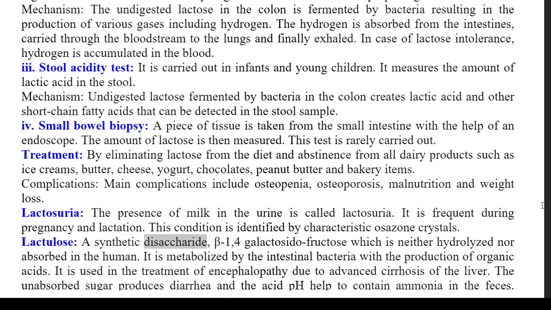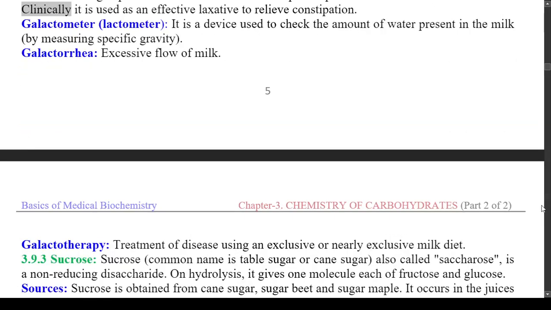Lactulose, a synthetic disaccharide, beta-1,4-galactosidofructose, which is neither hydrolyzed nor absorbed in the human. It is metabolized by the intestinal bacteria with the production of organic acids. It is used in the treatment of encephalopathy due to advanced cirrhosis of the liver. The unabsorbed sugar produces diarrhea, and the acid pH helps to contain ammonia in the feces. Clinically it is used as an effective laxative to relieve constipation.